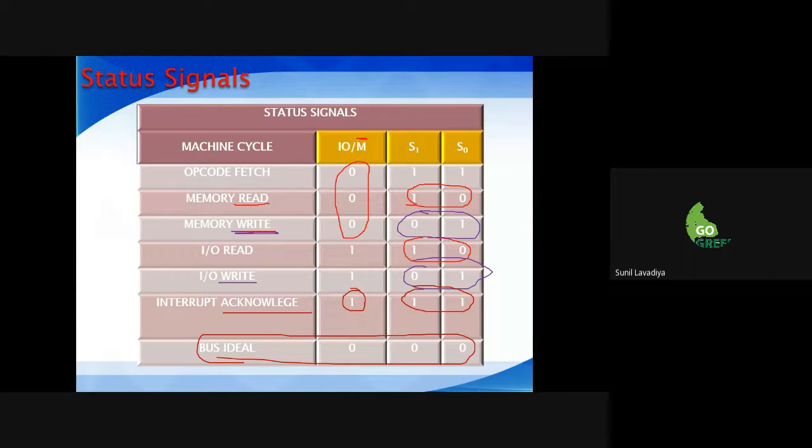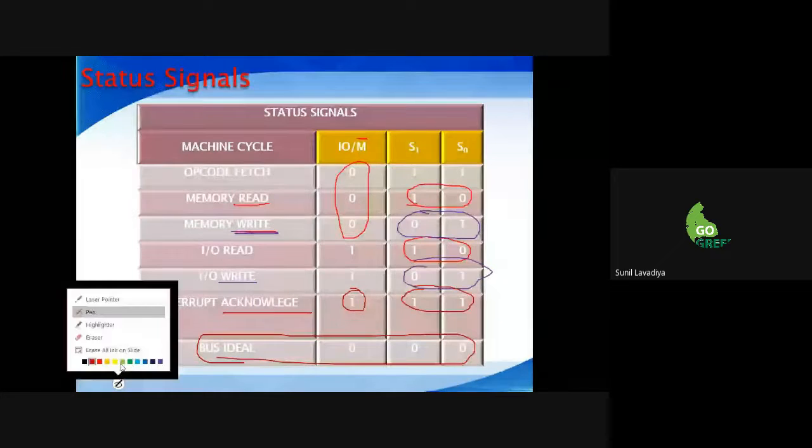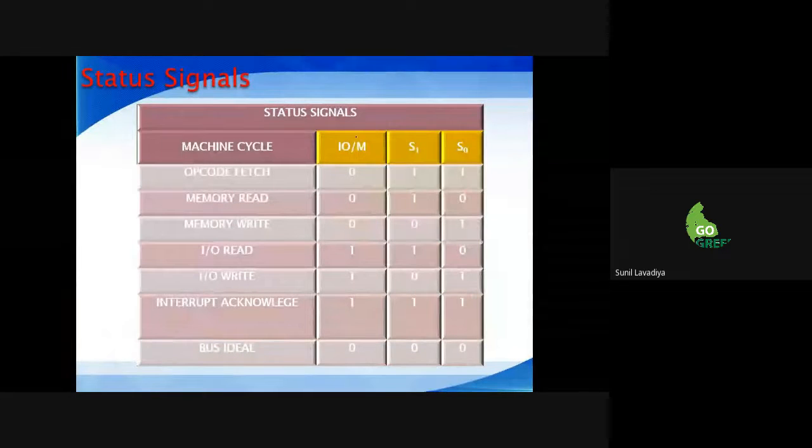So please remember in this aspect, if the operation is related to memory, then what do you have to give in IO memory bar? Because if the operation is related to memory, then what signal do you have to give? If I want to do the operation related to memory, then in IO memory bar I have to give 0. If I have to work with input output, then what do I have to give in IO memory bar? 1. Yeah, 1 I have to give, right?